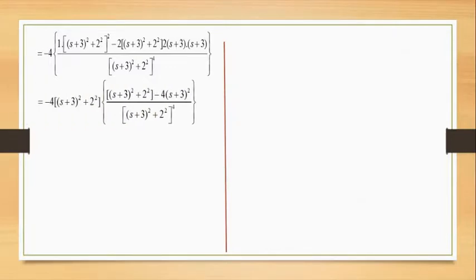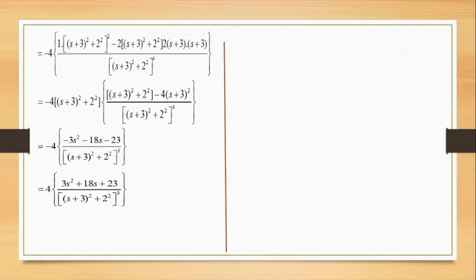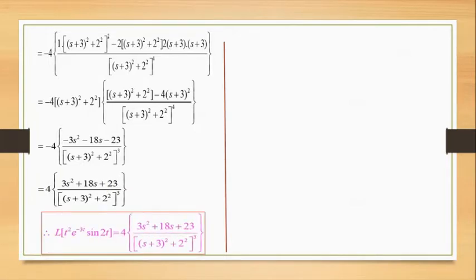So when further simplified, we get minus 4 s plus 3 the whole square plus 2 square into s plus 3 the whole square plus 2 square minus 4 s plus 3 the whole square, divided by s plus 3 the whole square plus 2 square whole power 4. So when we cancel the terms, we get minus 4 into minus 3s square minus 18s minus 23 divided by s plus 3 the whole square plus 2 square the whole power 3. So when we multiply the negative term inside the bracket, we get our solution: Laplace of t square e power minus 3t sin 2t is equal to 4 into 3s square plus 18s plus 23 divided by s plus 3 the whole square plus 2 square whole power 3.